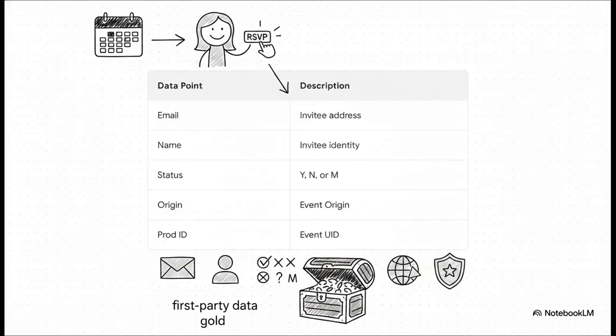And just look at the specific data points being captured here. Every single calendar receipt collects highly precise intelligence straight from the user's RSVP action. Greg grabs the invitee's email, their name, their exact RSVP status, the origin of where they clicked the invite, and of course that trusty event UID. Guys, this is pure first-party data gold for any marketer. It saves literally countless hours of manual reconciliation.